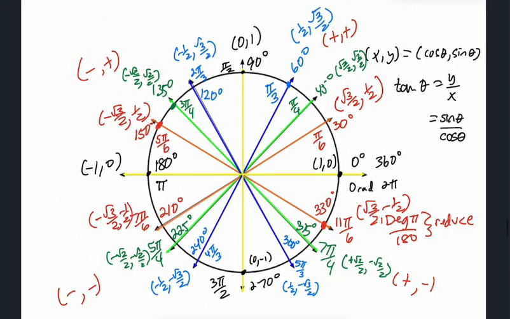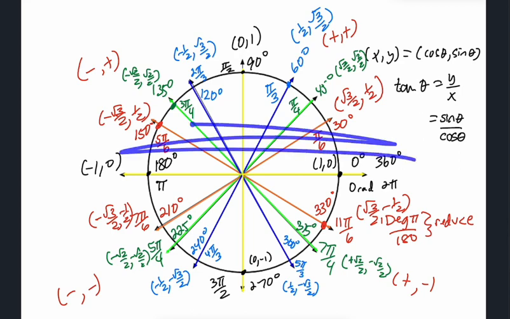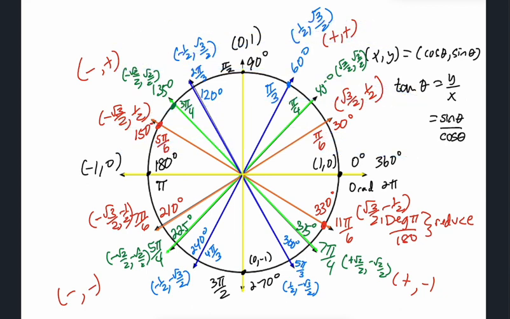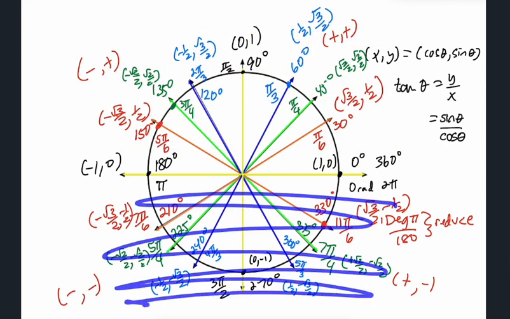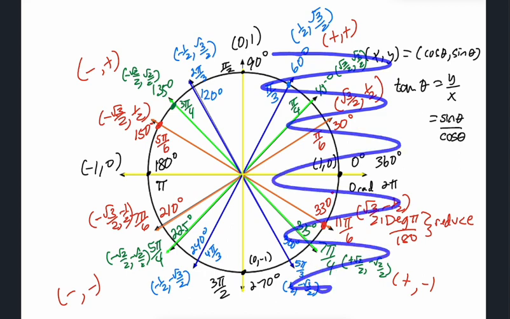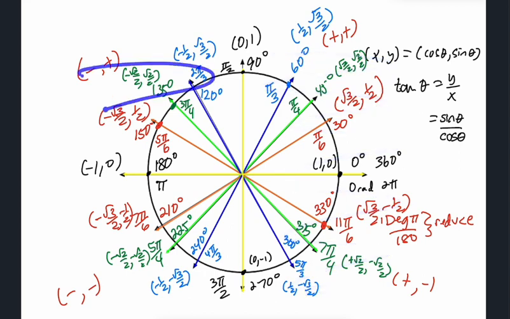Now the sine relates to the y value. So the sine is positive for any point that's up here. Any location that's down here, your sine will always be negative. The cosine corresponds with your x's. If you're over here, your cosine will be positive, but if you're over here, your cosine will be negative.